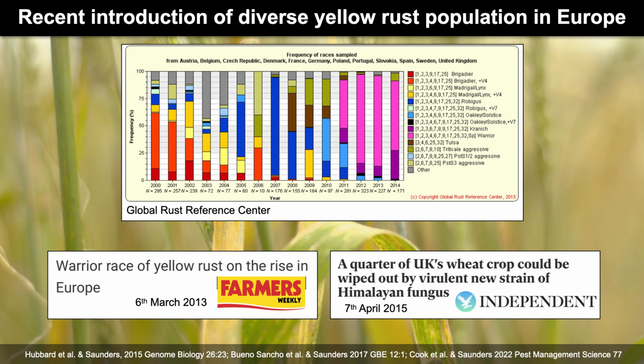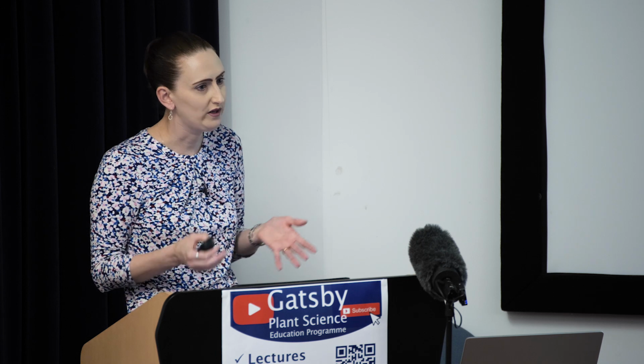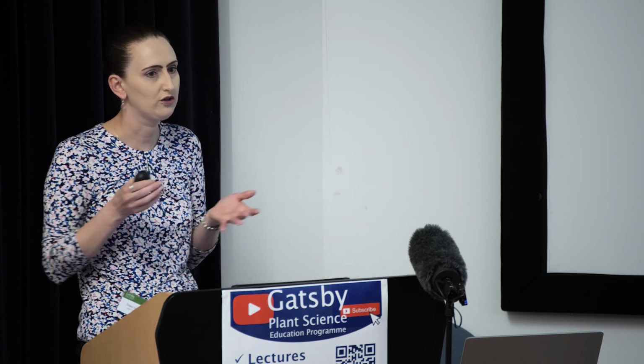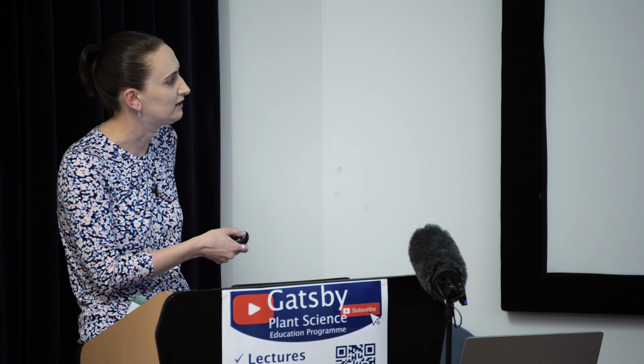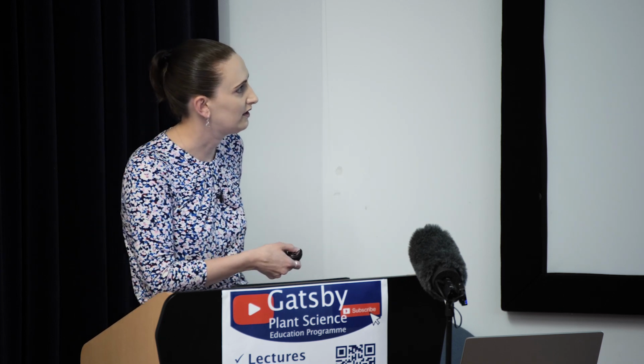And we know now that these new strains came from the Himalaya region. We don't know how they got here, but they moved somehow into Europe. What was concerning about seeing new strains in this region was that these new strains could actually infect new wheat varieties. So wheat varieties that were previously resistant could now be infected by these new strains. And so this was very concerning at this point.